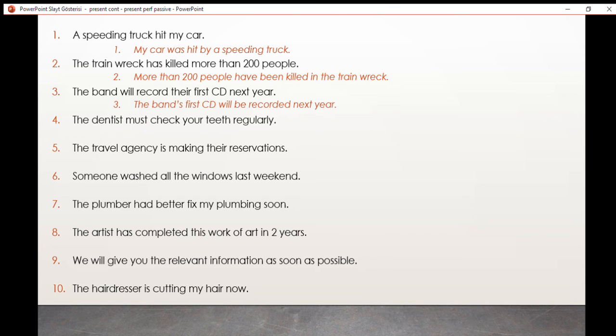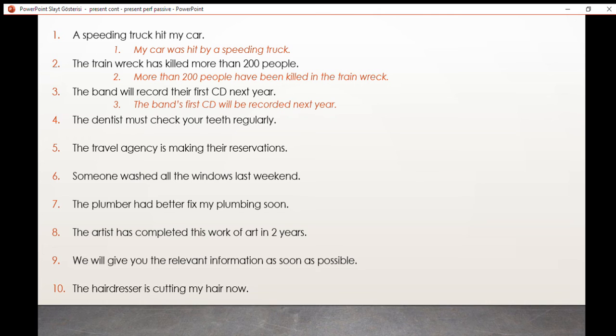The band will record their first CD next year. The band's first CD will be recorded next year. Well, some of you might have said their first CD, but it doesn't make any sense to begin with their first CD because whose first CD? Do we know? Yes, we do. The band. The band's first CD. And we didn't say by the band because whose first CD is this? The band's. And obviously, the person who will record it will be the band.